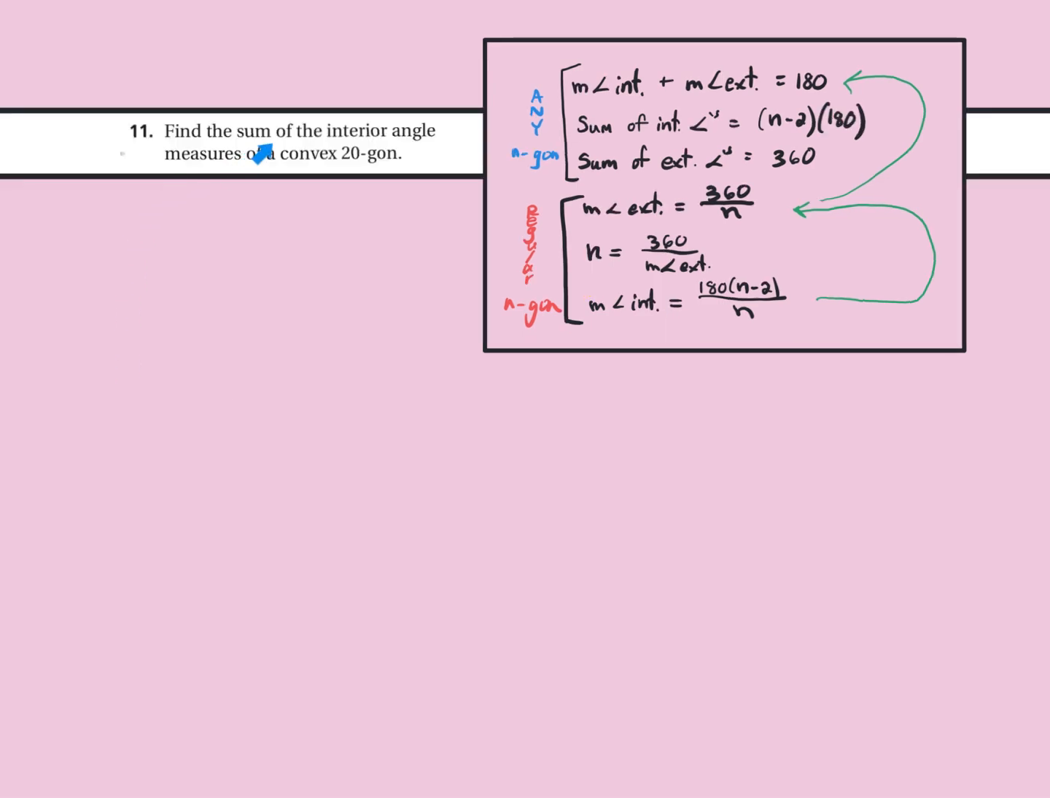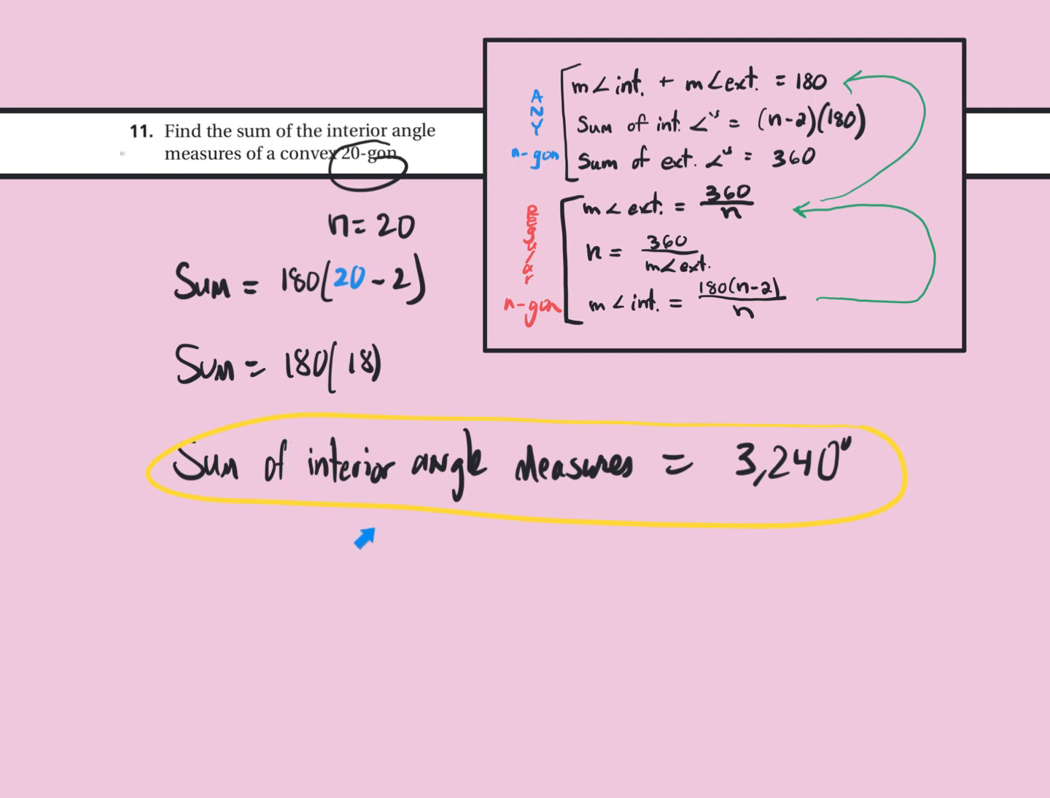Number 11, let's find the sum of the interior angle measures of a convex 20-gon. So, sum of interiors, that's going to be this formula right here. It's the only formula that says sum of the interiors. And it is equal to 180 times the number of sides minus 2. It's a 20-gon, so n is 20. So 180 times 20 minus 2 gives us 3,240 degrees. As it turns out, whether this polygon is concave or convex makes no difference. So this word was extraneous. It didn't affect our problem.